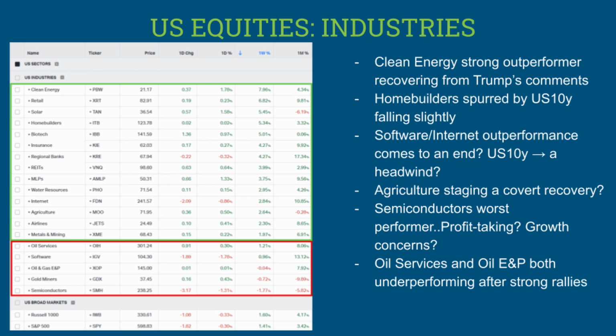Moving on, when we look at the oil services and oil exploration and production sector, both of them have been underperforming, but that's coming on the back of strong rallies in the past few weeks. So these are also sectors of importance. We need to be on top of these sectors, because as the oil price moves one way or the other, we're going to see significant moves within the equities of companies in these segments.